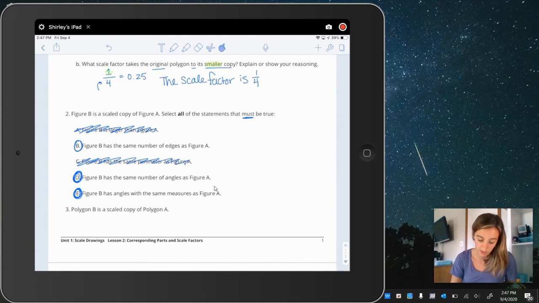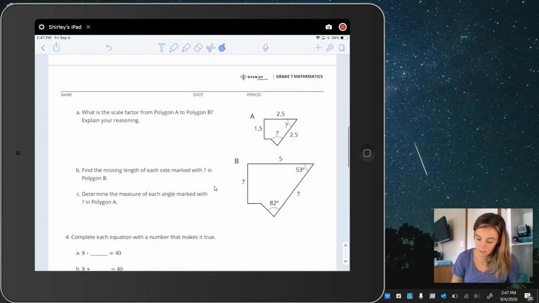Moving on to question 3. Polygon B is a scaled copy of polygon A. So they're telling me that A and B are scaled copies. Question A says, what is the scale factor from A to B? So I'm going to draw my arrow to match that statement so I know if I'm getting bigger or smaller. That way, when I ask myself, is my shape getting bigger or smaller, I can follow my arrow. From A to B, my shape is getting bigger.